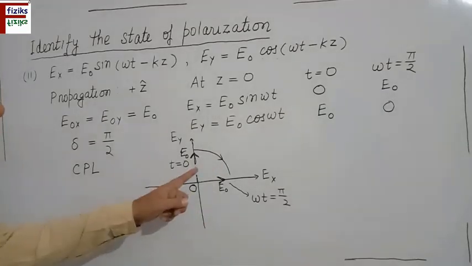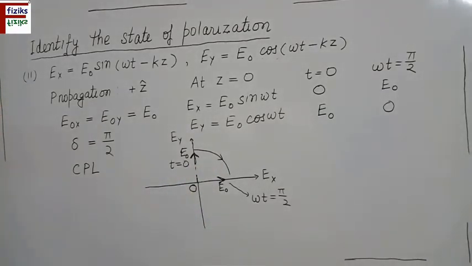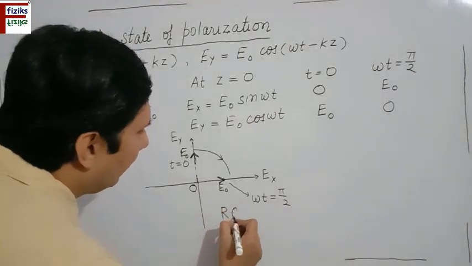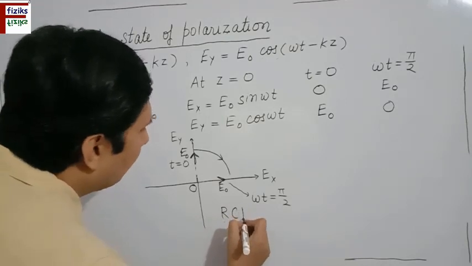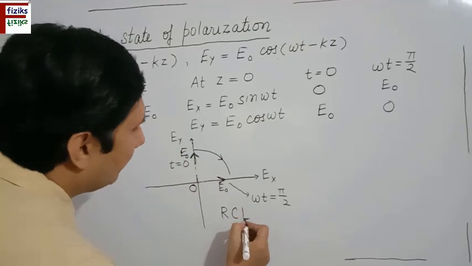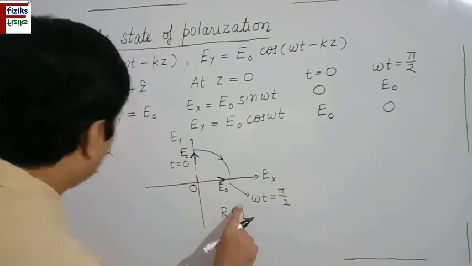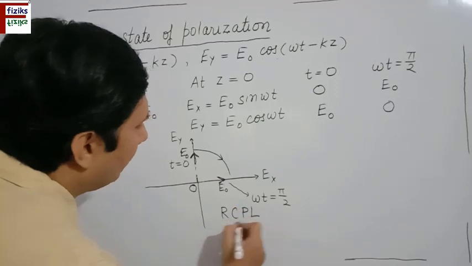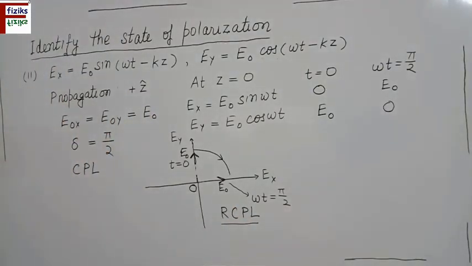So basically the given light is right circularly polarized light. From this drawing we can find out that the electric vector is rotating in the clockwise direction. So this is RCPL, right circularly polarized light. So the given light is right circularly polarized light.